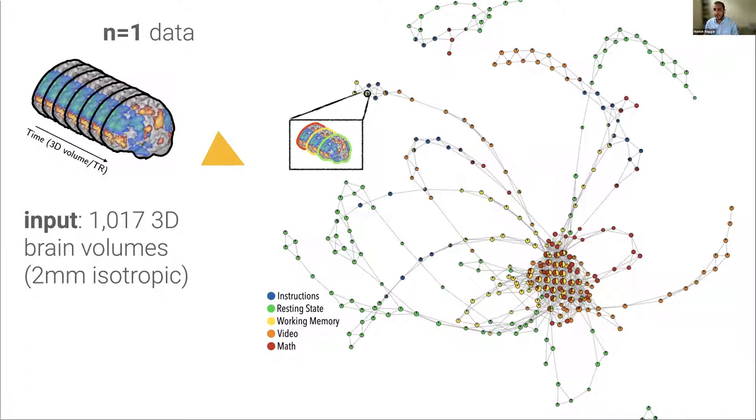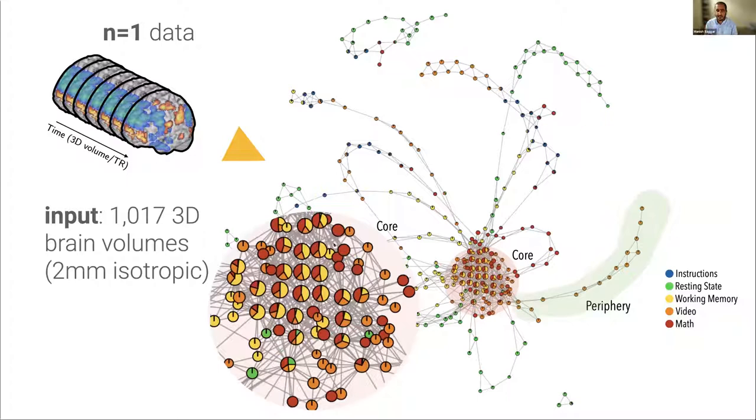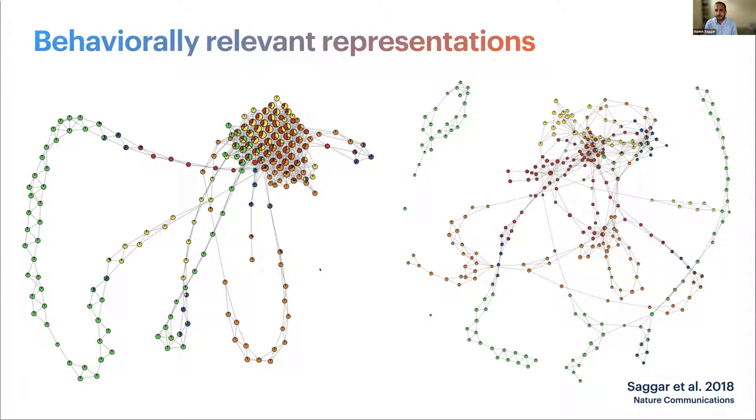Whereas if you have this kind of mind-wandering resting state, then you just stumble around all over the place. So we find this core-periphery structure, and then we use this pie chart based visualization. Again, not averaging the information within each node, but just representing the proportionality of how many timeframes are coming from which task. And the cool thing is when you apply this at the single person level, you can look at the individual differences.